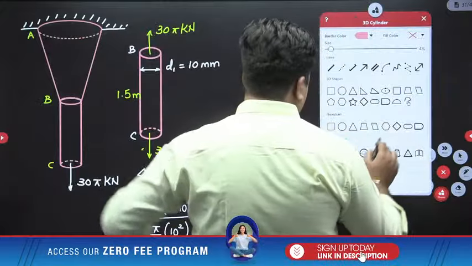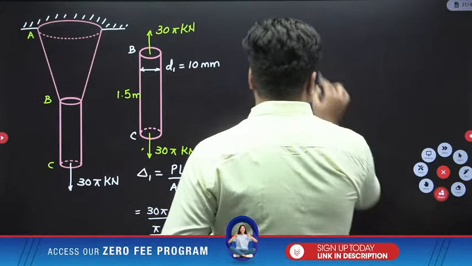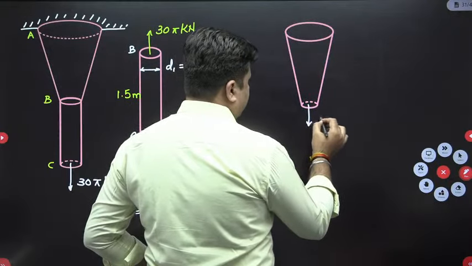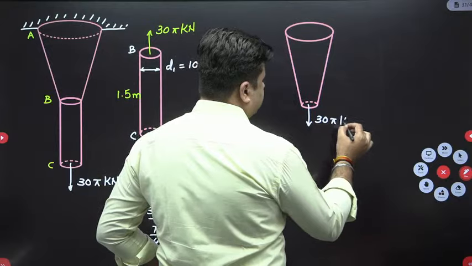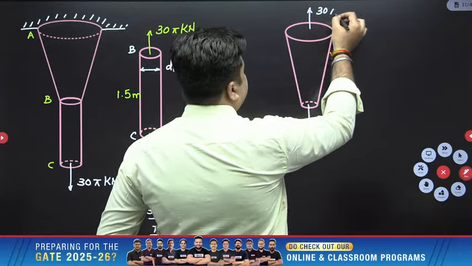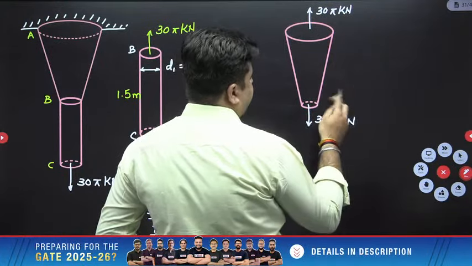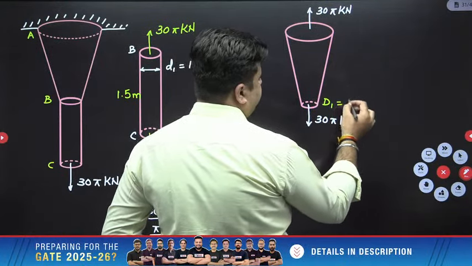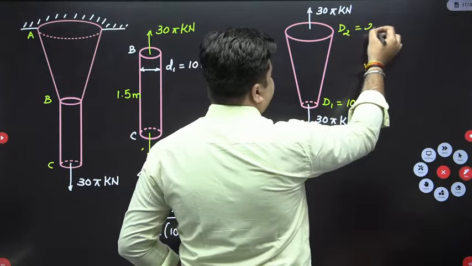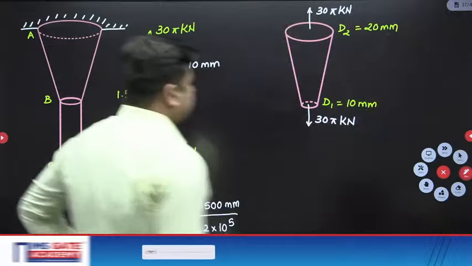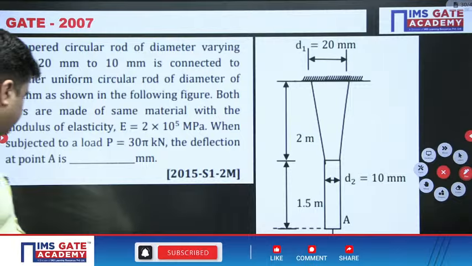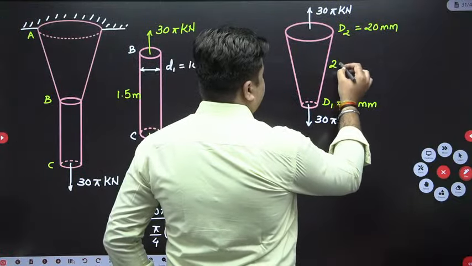Now coming to this tapered bar. This tapered bar is also subjected to a load of 30 pi kilonewton from either side. The diameter here, D1, is 10 mm and the diameter on the other side, D2, is given to you as 20 mm. The length of this portion is 2 meter.